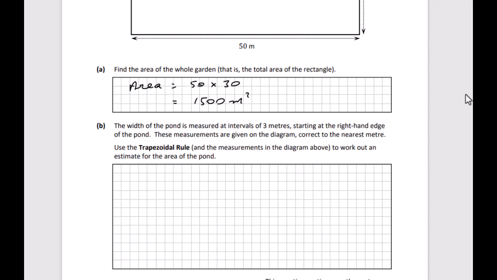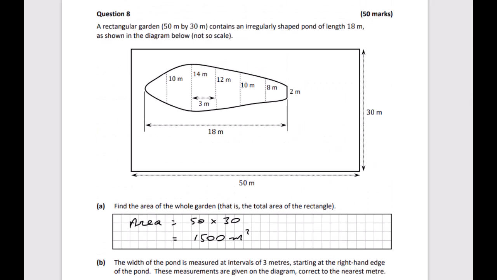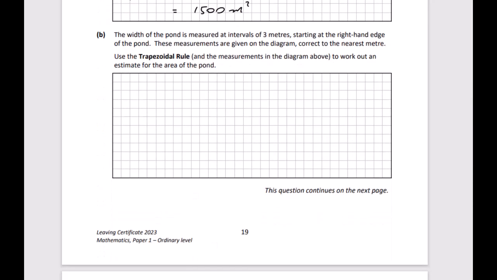These measurements are given on the diagram correct to the nearest meter. Use the trapezoidal rule and the measurements in the diagram above to work out an estimate for the area of the pond. Okay, so the trapezoidal rule gives you the area of an irregular shape. It doesn't give you the exact area; it gives you an approximation.